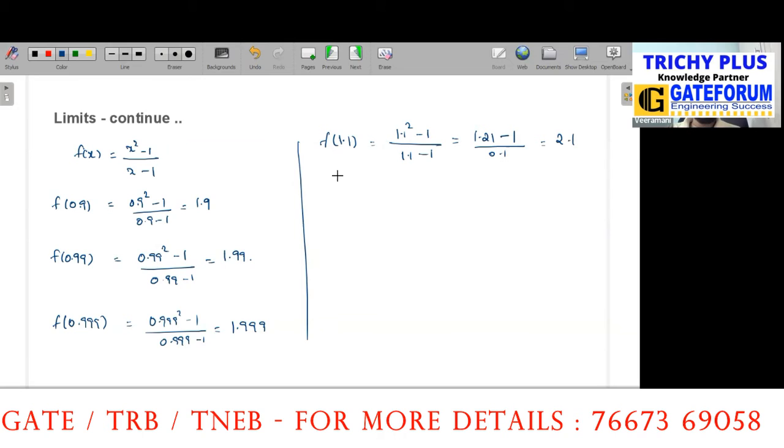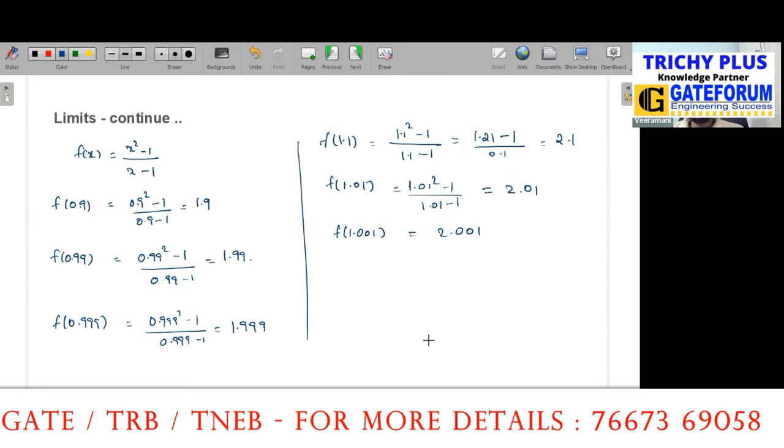Okay, so we'll go further closer to 1, which is going to be 1.01. When you put 1.01 squared minus 1 divided by 1.01 minus 1, this value is going to be 2.01. Okay, so you can just put it and get the value. Okay, if you go to 1.001, this is going to give a value of 2.001.